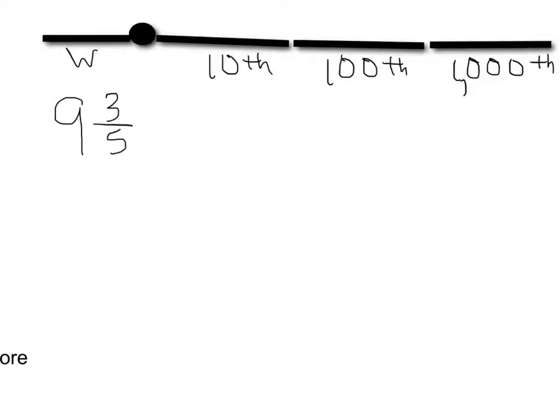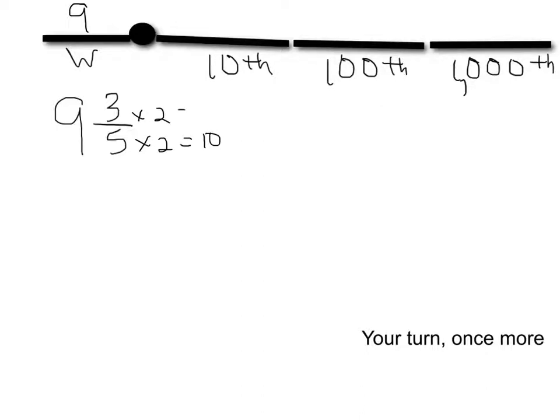And we're not done yet. It's your turn once more. Can you take 9 3/5 and write that as a decimal? And again, pause the video while you write 9 3/5 as a decimal. Hey, did you get 9 6/10 as your answer? Or 9.6? If so, you got it right.